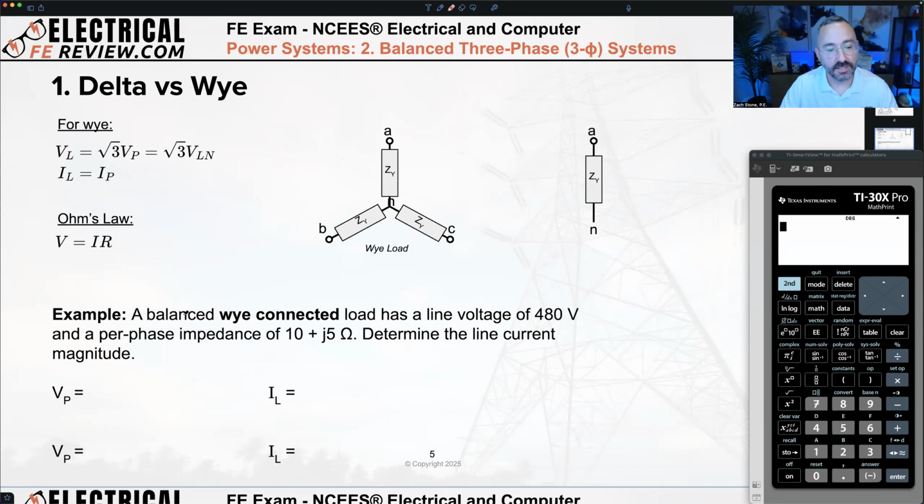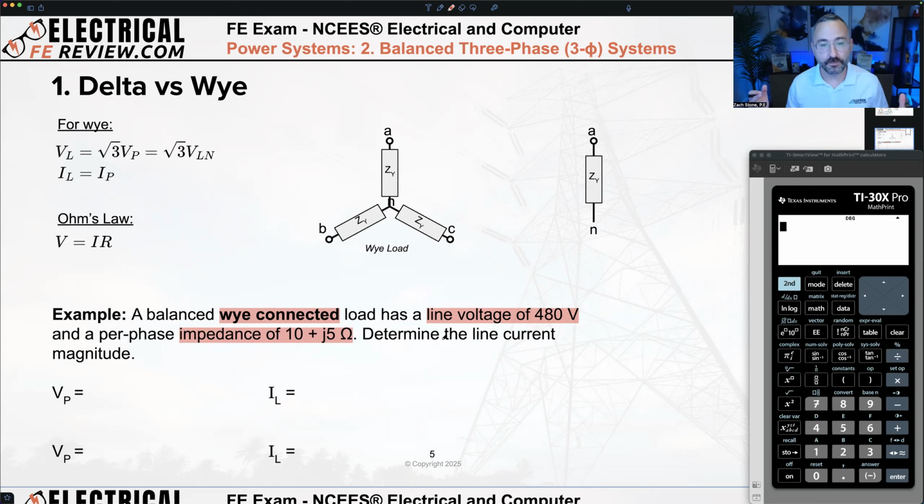Let's see, the example says a balanced Y connected load has a line voltage of 408 volts and a per phase impedance of 10 plus J5 ohms. Determine the line current magnitude. Now, right off the bat, last week we learned about the difference between sinusoidal signals with maximum or peak values and phasors, complex numbers, which are RMS magnitudes with angles. Do we think this is a sinusoidal signal, or do we think we're working with phasors and complex numbers?